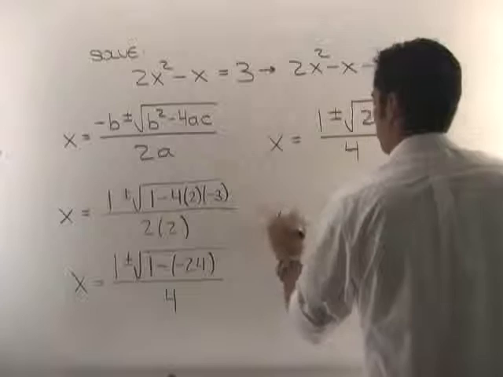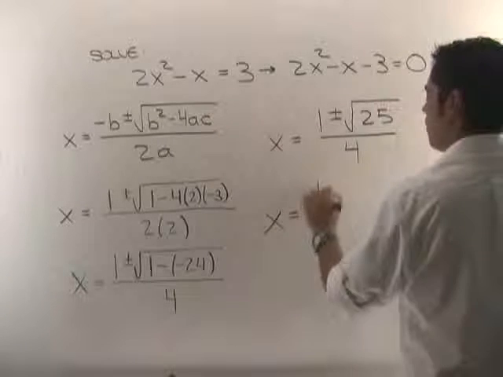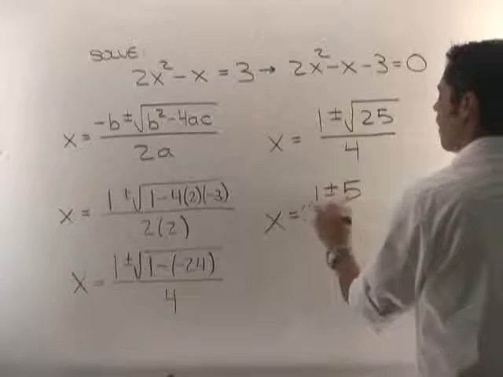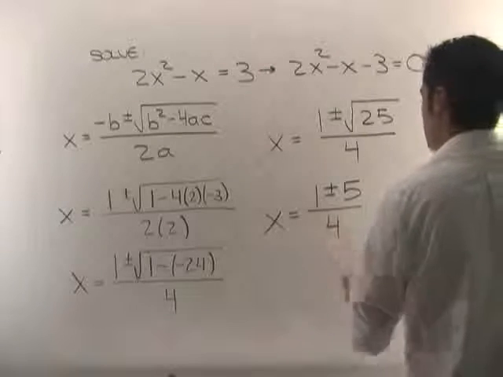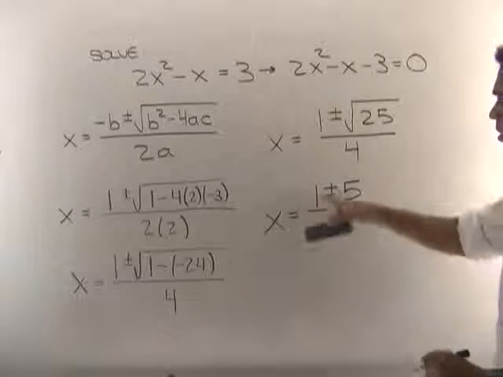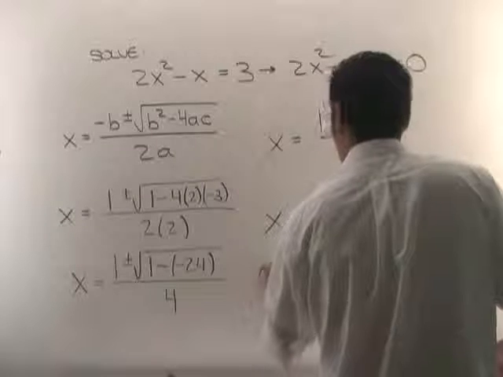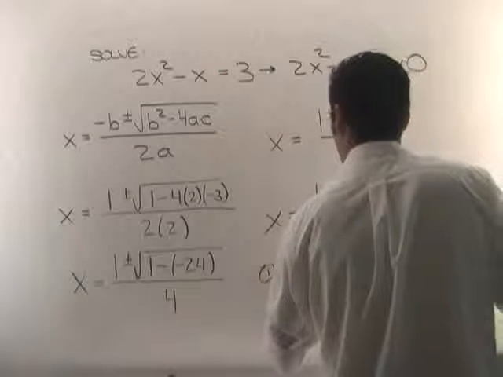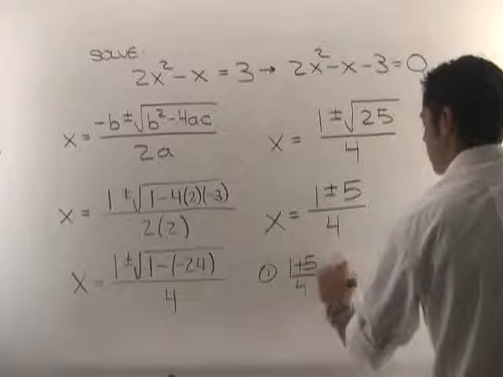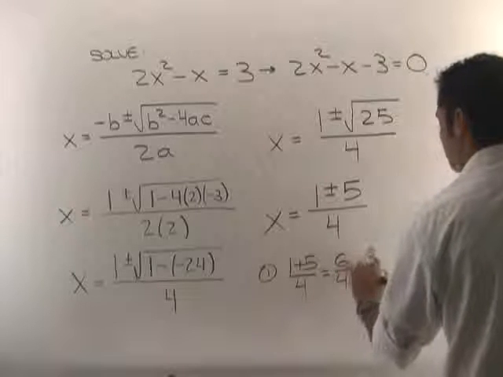And now we're going to just take the square root of 25. Thank goodness for us, that's a perfect square. That's 5. And then over 4. And now again, we have 2 answers. First answer is when we add 1 plus 5 over 4. That gives us 6/4, which is 3/2.